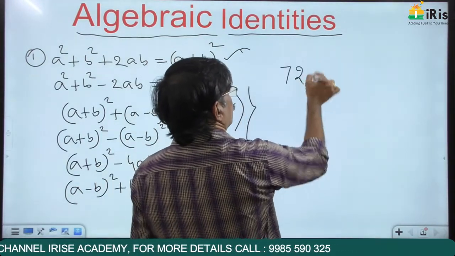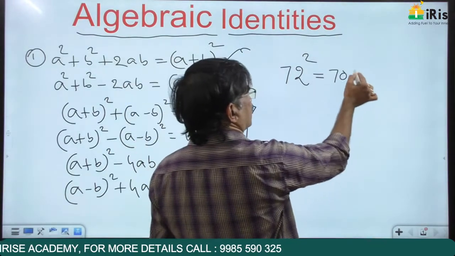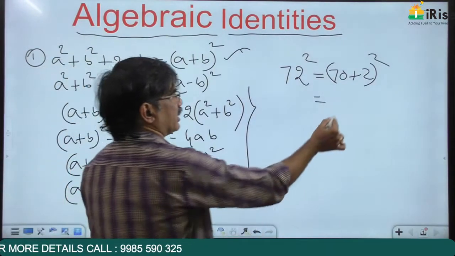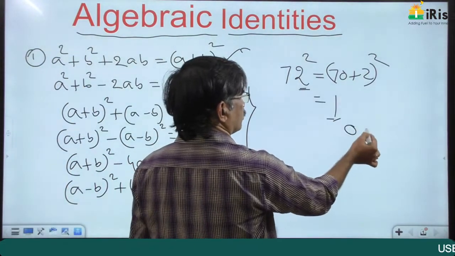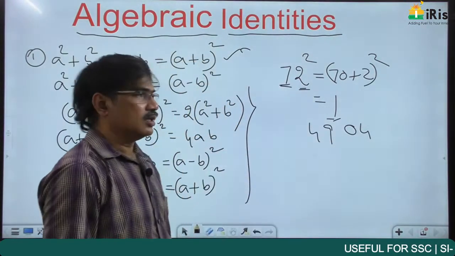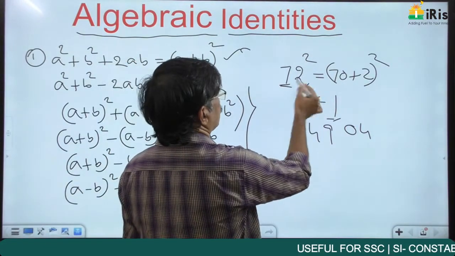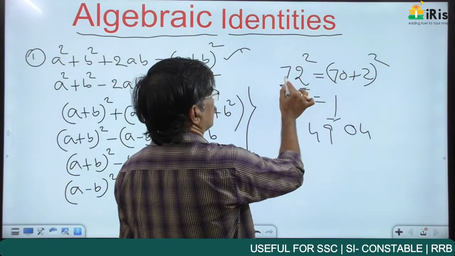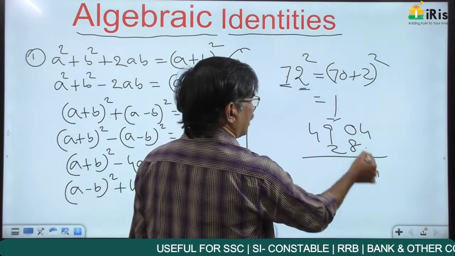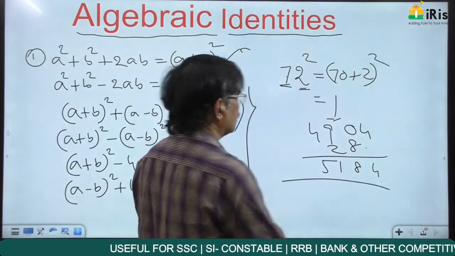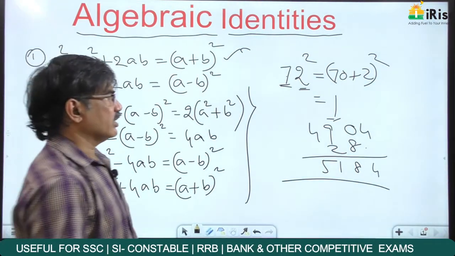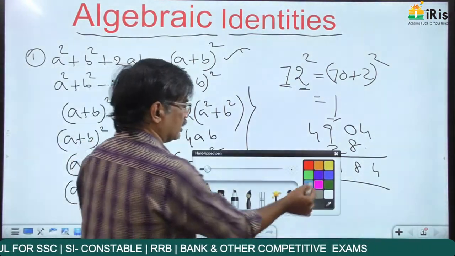For example, 72 square. Actually, this is nothing but 70 plus 2 whole square, a plus b whole square formula. So I want to make it short. 2 square 4, 7 square 49. This is a square, this is b square. Plus 2ab, 2 into 7 into 2, 2 7s are 14, 14 2s are 28. Just leave one place and write here, add, 4, 8, 1, 5. So this is the answer for 72 whole square. Okay. So like that we can write any square.